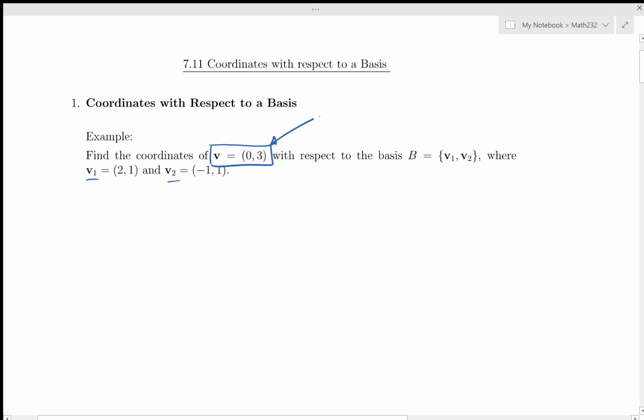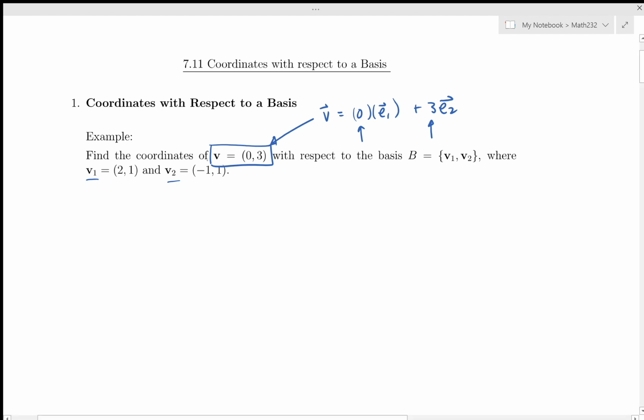What we really are saying here is that v is equal to 0 times e1, the standard basis vector, plus 3 times e2. We don't say it like that. We capture that information by just saying it's the vector with components 0 and 3. But really, those are the coordinates. Those are the scalar multiples of the standard basis vectors that we use.